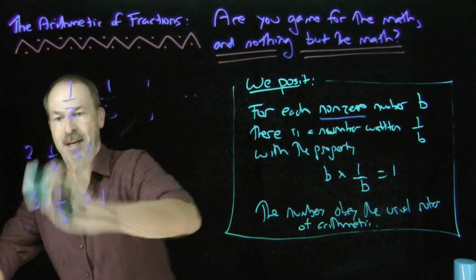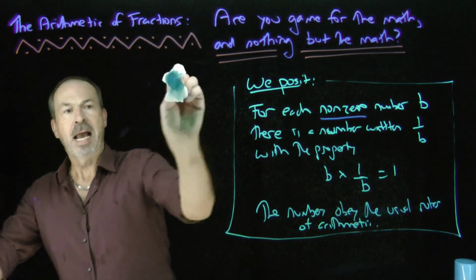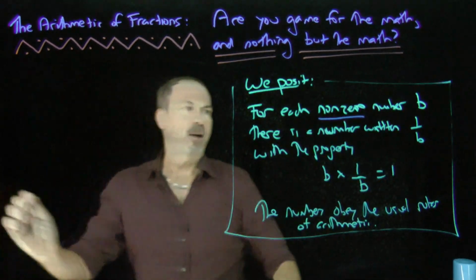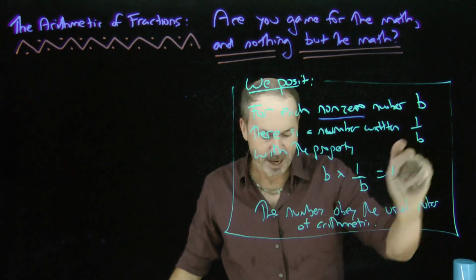So let's see if I can erase this part. I don't think this blue erases nicely, so sorry. Why am I assuming that b can't be 0? What's wrong with that? Why can't I have a number of the form 1 over 0?